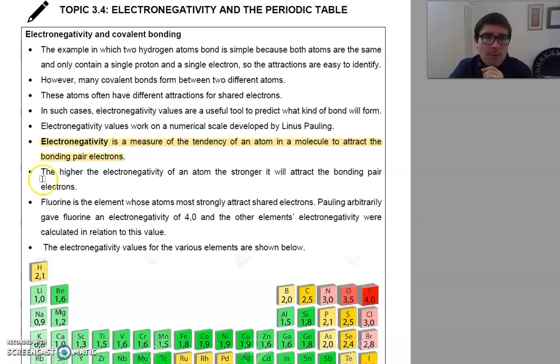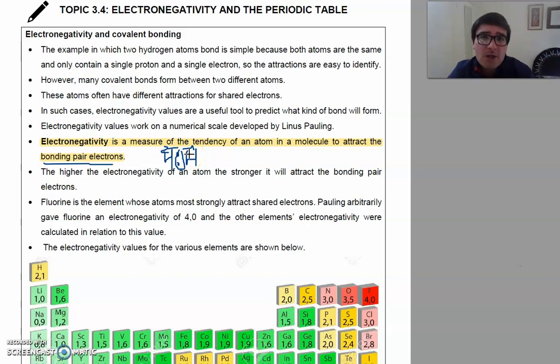Now let's maybe just talk about that phrase, bonding pair electrons. Okay, what does it mean? If we think of our example of hydrogen, the electrons that were shared between them, we call them a bonding pair. It's two electrons, therefore a pair, and they are responsible for the bond that forms. So they are our bonding pair electrons. So electronegativity tells me how strongly each of these atoms attracts these shared electrons.